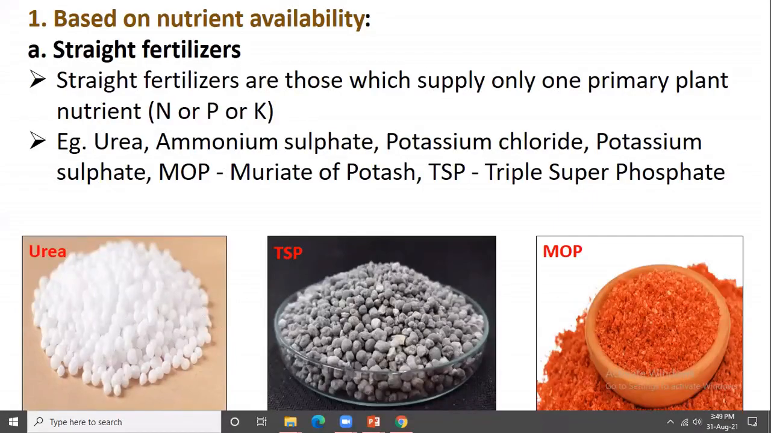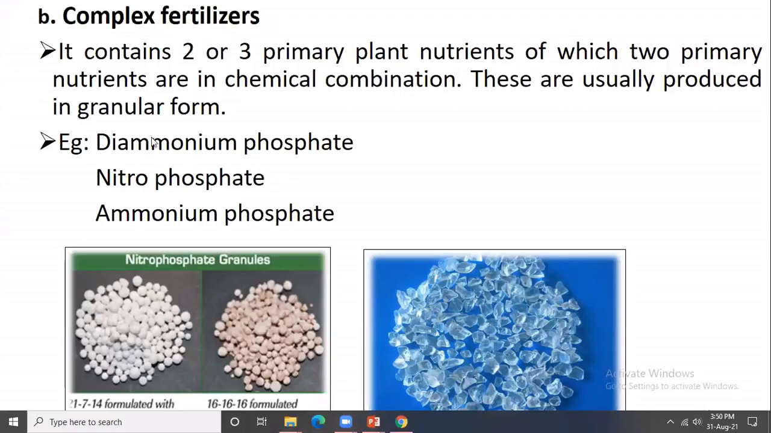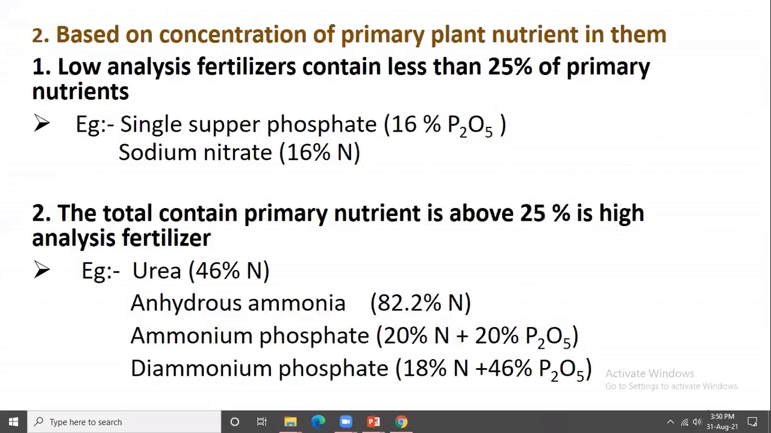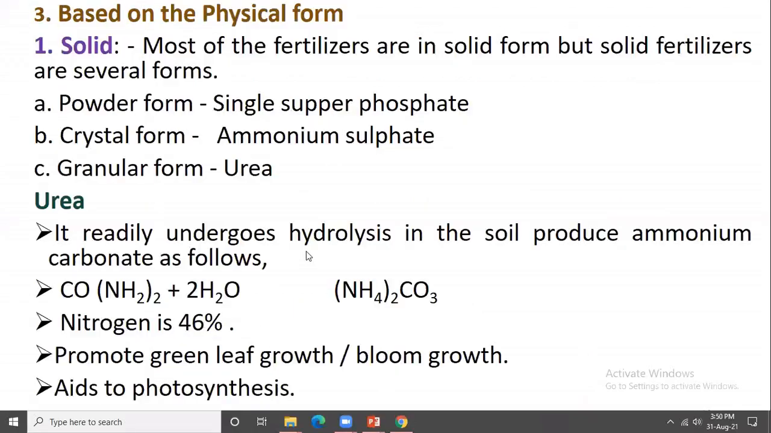You can answer it. Okay, again I say it. What are the examples for straight fertilizer, what are the examples for complex fertilizer, and what are the examples for mixed fertilizer? What is the difference between mixed and complex fertilizer, and concentration based on less than 25% and more than 25%? And what is the form? Solid form and liquid form. What is the solid form?